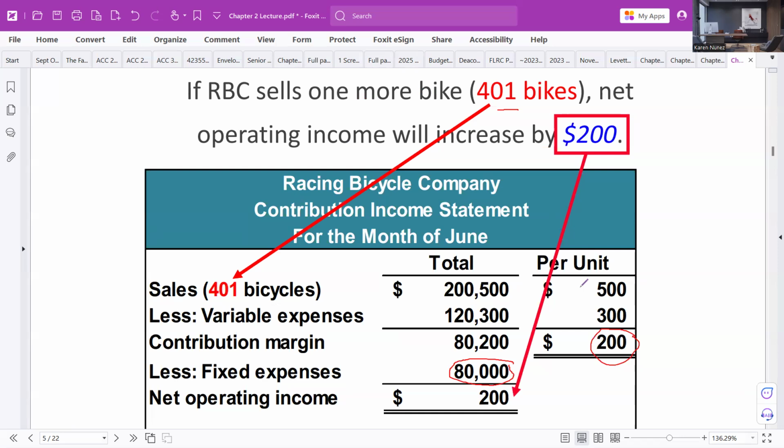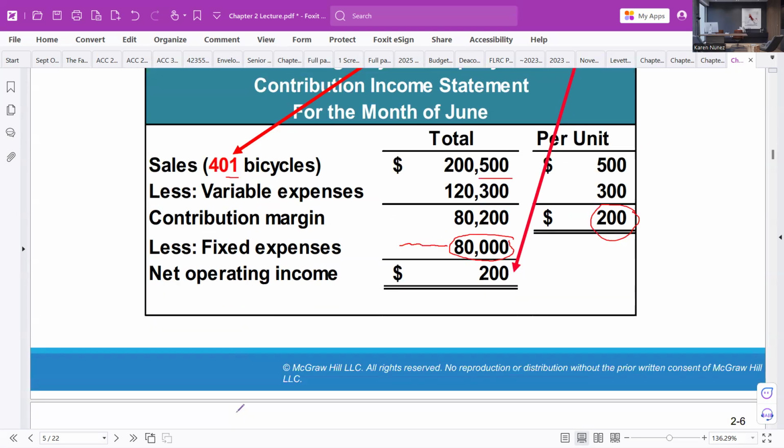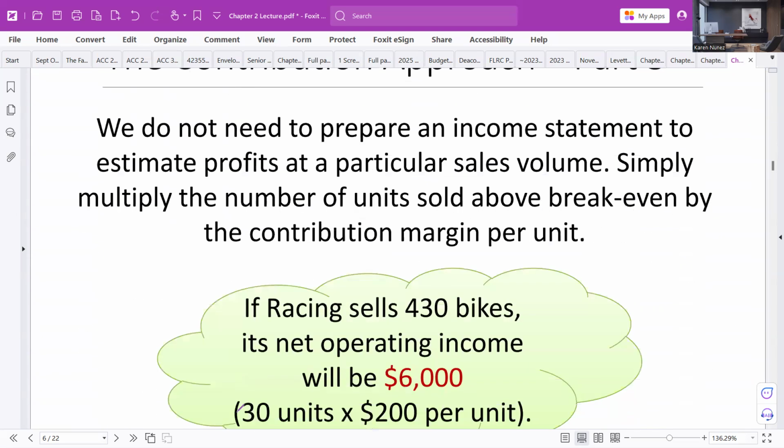Sales is 500 per unit. You sell one more bike, you get another $500. Your sales go up $500. You sell one more bike, your variable expenses go up $300. You sell one more bike, your contribution margin goes up $200. And your fixed expenses are constant, so your operating income has to go up $200 every time you sell another bike. That's how powerful this measure is. It's going to tell you what happens to your income every time your volume goes up or down a unit. Contribution margin, very, very powerful measure.